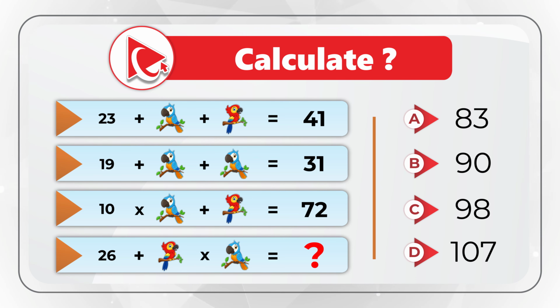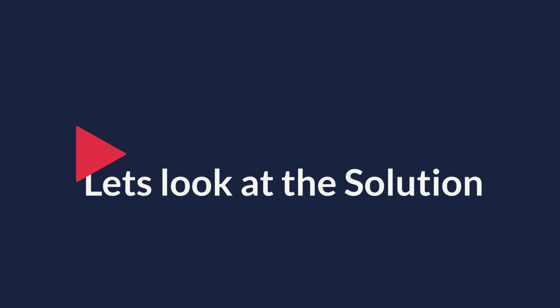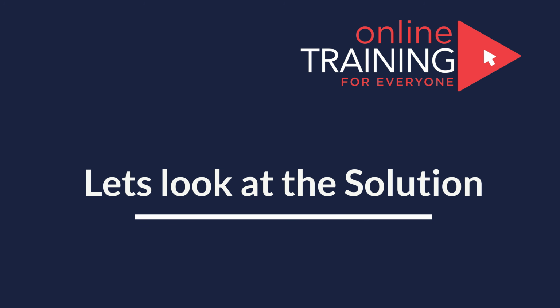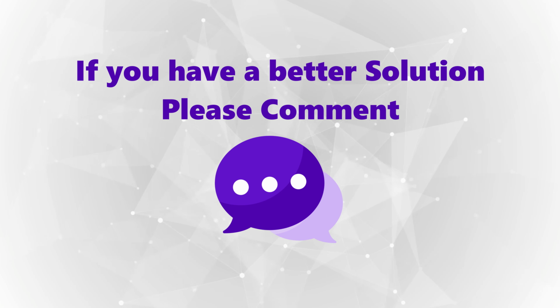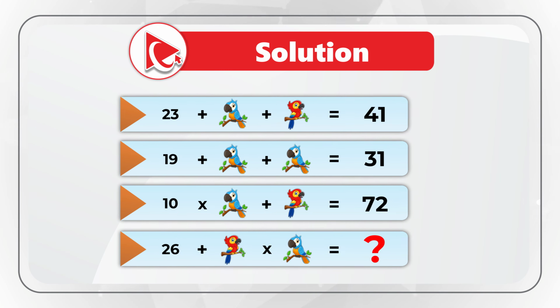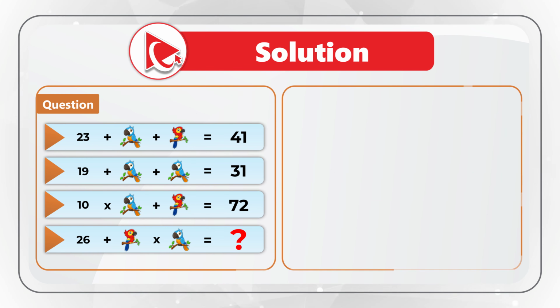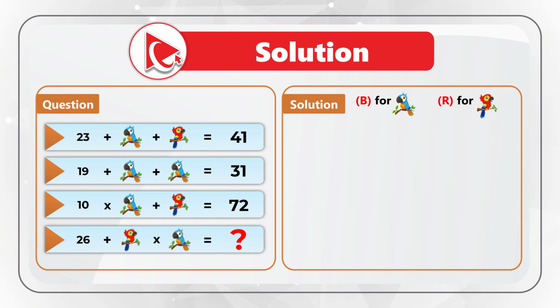Take a close look to see if you can calculate the answer. And on my end, I am moving forward to share with you my version of the solution. And obviously, if you have a better way to solve it, please make sure to post in comments so we can all learn. For simplicity, let's create variables. We will use B for blue parrot and R for red parrot.